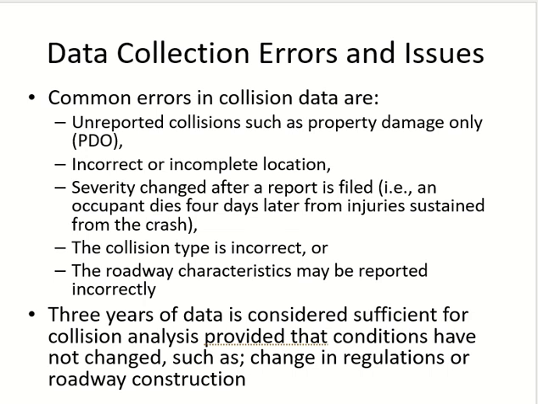The collision type is incorrect. Collision type is how the accident happened. Remember how the accident happened. Maybe the accident happened between 2 cars, and you report it as 1 car and a barrier or something like this. The roadway characteristics may have been reported incorrectly. There were 3 lanes, you reported 2 lanes. There was a curve, you did not report it. Something like this.